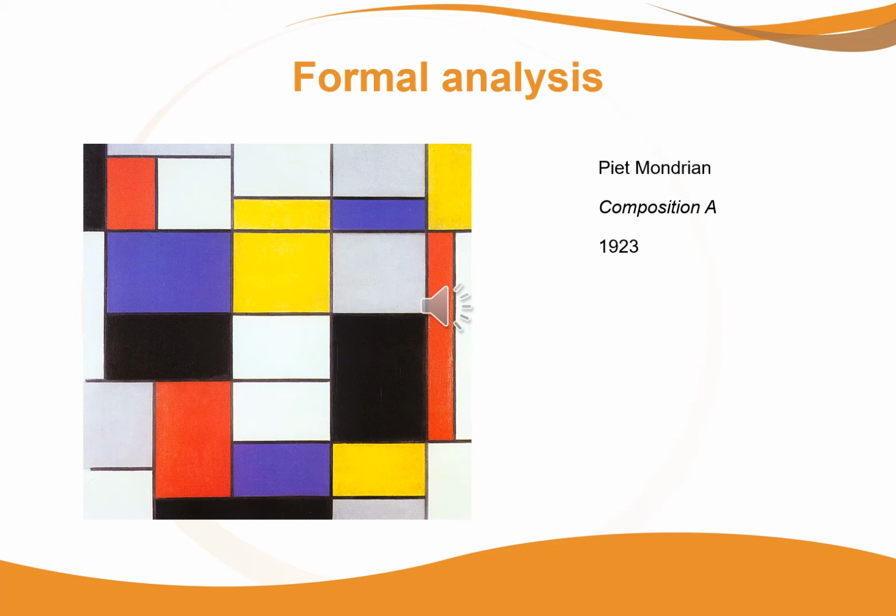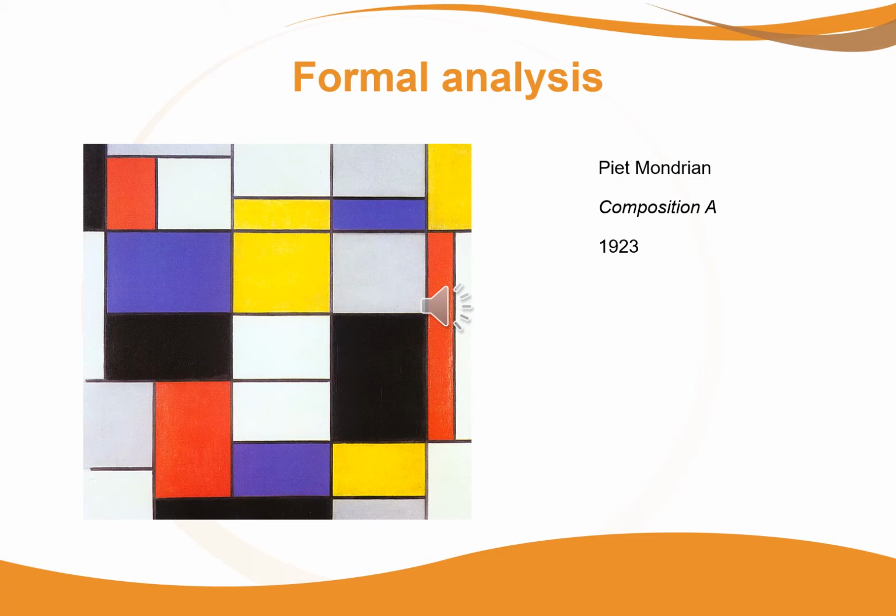To start the formal analysis, we have to decide which elements stand out. For me, the bold colors and the grid-like pattern stand out. The picture plane of the artwork is a square. The first element we will explore is color. Mondrian uses a limited number of colors in this work. He uses the three primary colors, red, yellow, and blue. The colors are bright and saturated.